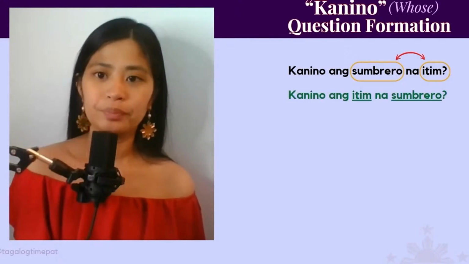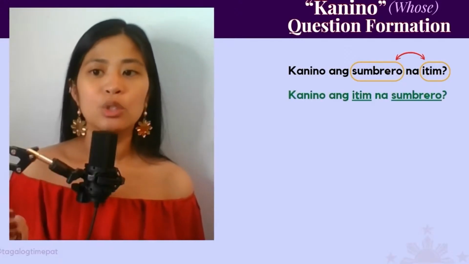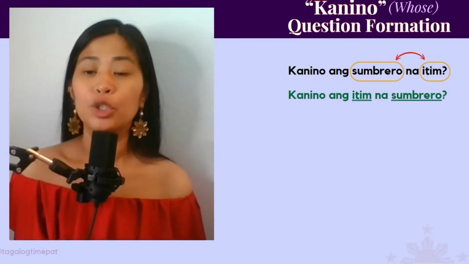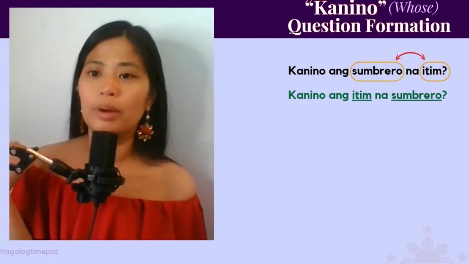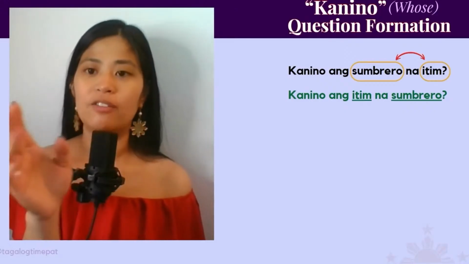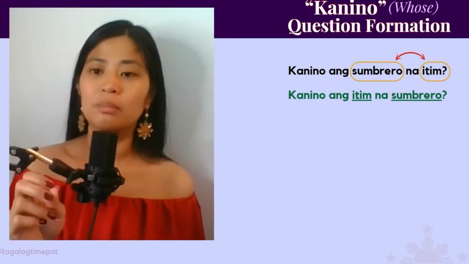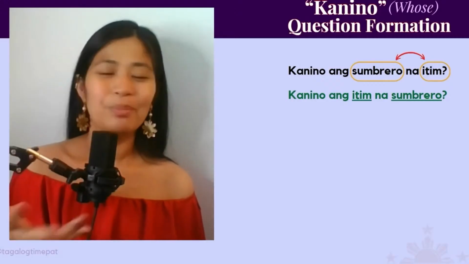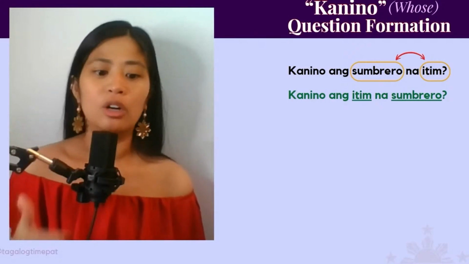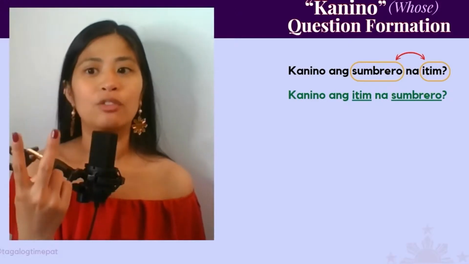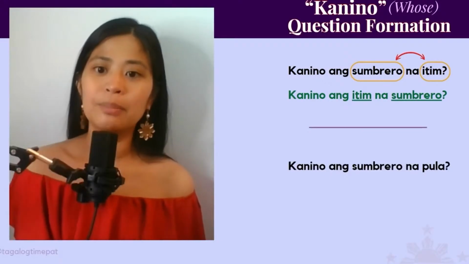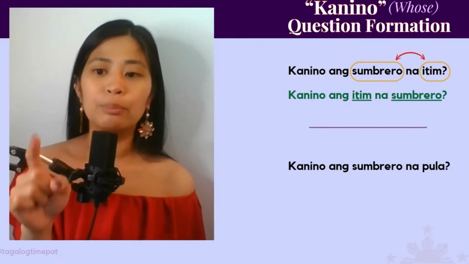For example, kanino ang itim na sombrero? So instead of saying kanino ang sombrero na itim, you might hear kanino ang itim na sombrero? So in Tagalog, you can switch the adjective and the noun around and it will still make sense. And why does that happen? It probably just goes back to baybayin or to the evolution of Tagalog in general. So the adjective and the Tagalog vocabulary word can be interchangeable and they mean the same thing. Another example, kanino ang sombrero na pula?